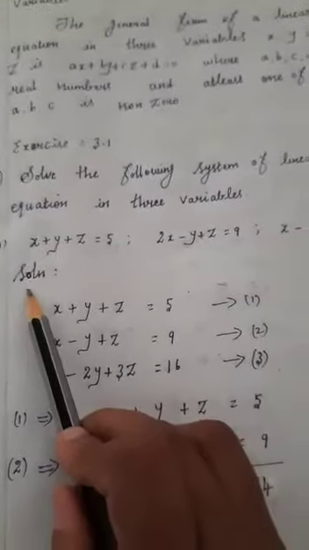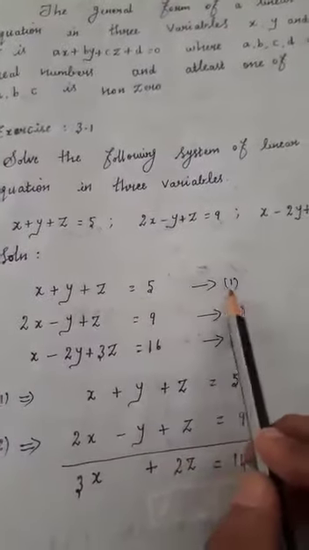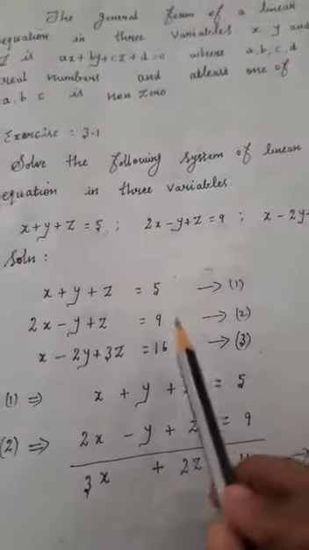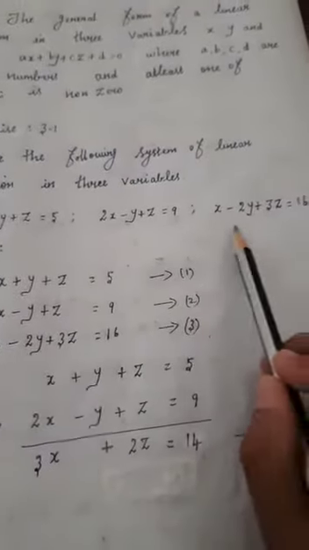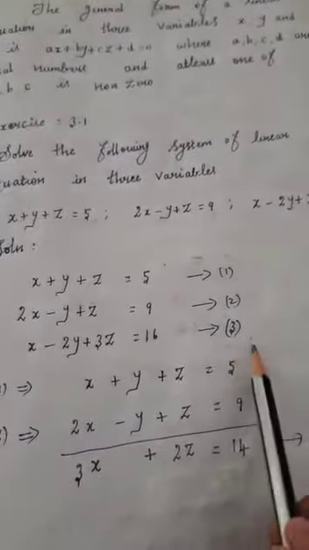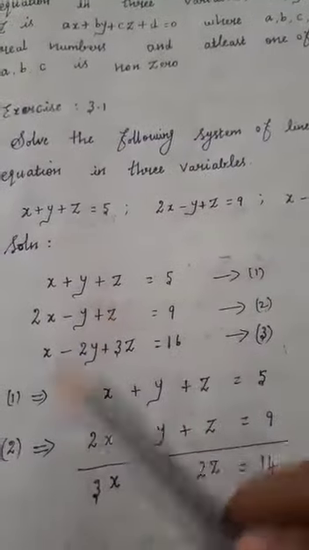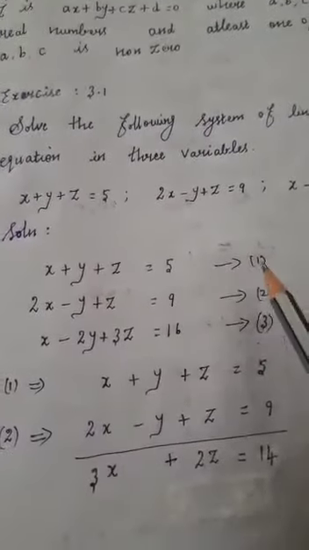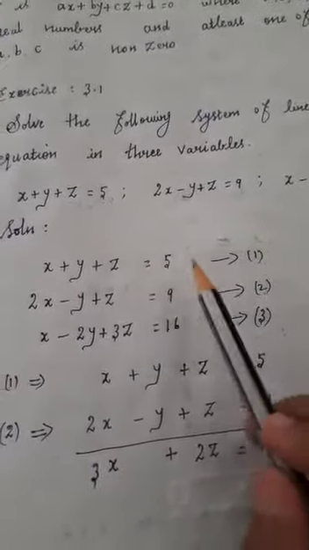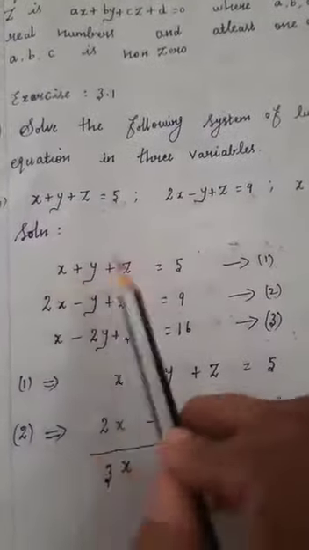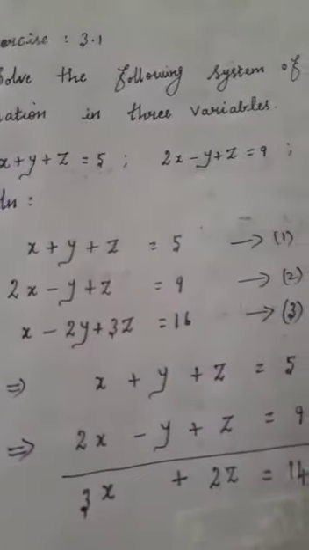So now see the solution. The first equation you can consider as equation number 1, the second equation as equation number 2, and the third equation as equation number 3. Already we know how to solve linear equations in two variables. Here you have three equations and three variables, x, y, z. So how to solve, now we can see.